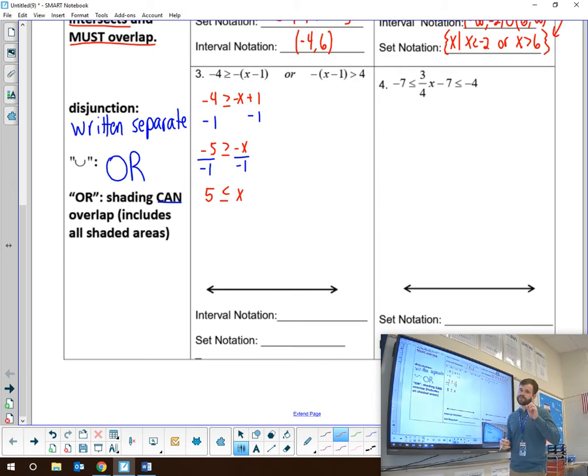I'm going to do one more step here. I don't like x written on the right side. It's annoying to me. So I'm going to rewrite it with x on the left side, but it's still going to be the same thing. x is still going to be greater than or equal to 5. Just make sure whenever you flip these sides that you keep it meaning the same thing, that x is still bigger than 5, okay?